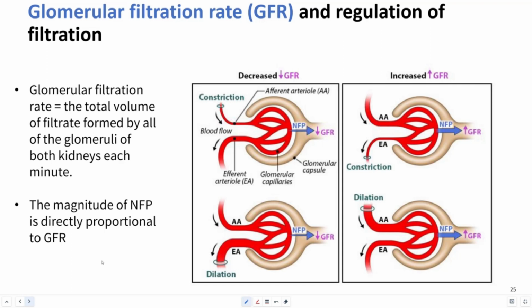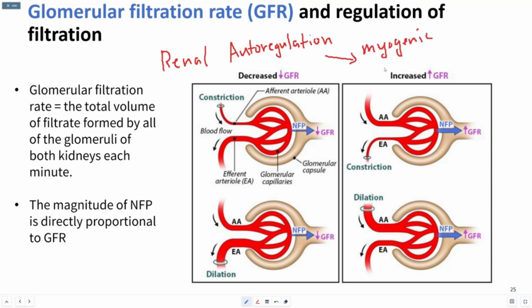So let's talk a little bit about renal autoregulation. The intrinsic ability for a kidney to maintain a constant blood pressure and constant GFR, despite changes in the systemic arterial pressure, is called renal autoregulation. The mechanism involving contraction and relaxation of the smooth muscle wall of the afferent arteriole is referred to as the myogenic mechanism.